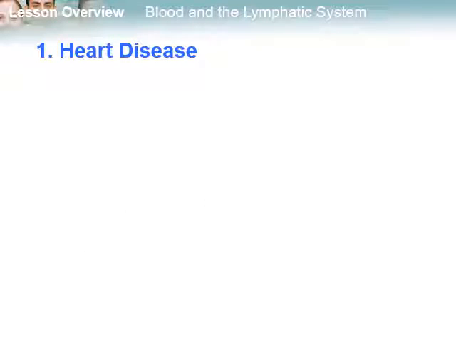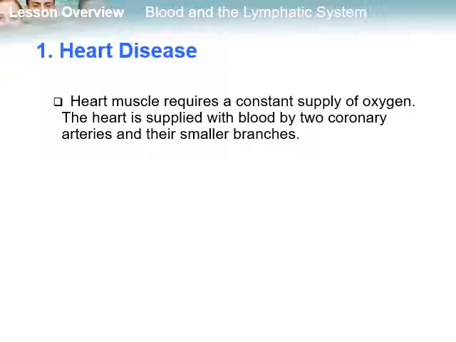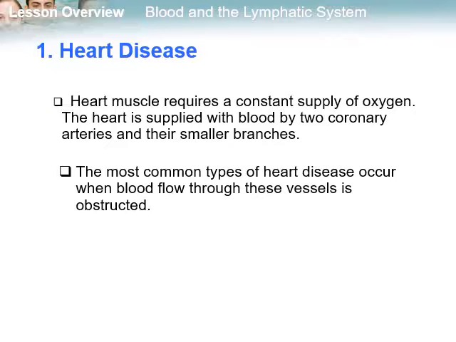Let's go through the 3 common problems of the circulatory system one after the other. The first one is heart disease. Heart muscle requires a constant supply of oxygen. The heart is supplied with blood by 2 coronary arteries and their smaller branches called coronary arterioles. The most common types of heart disease occur when blood flow through these vessels is reduced.